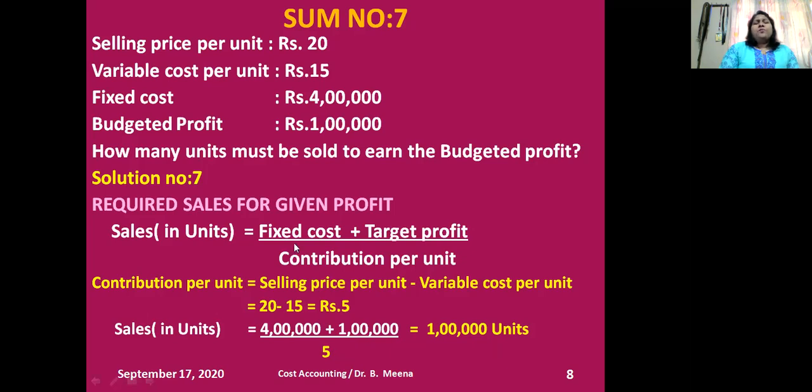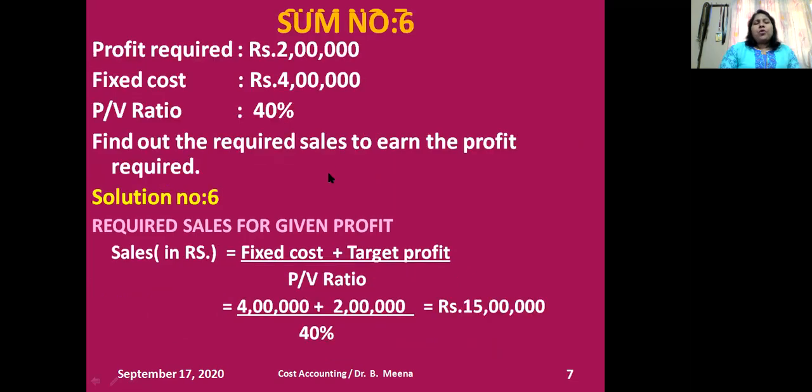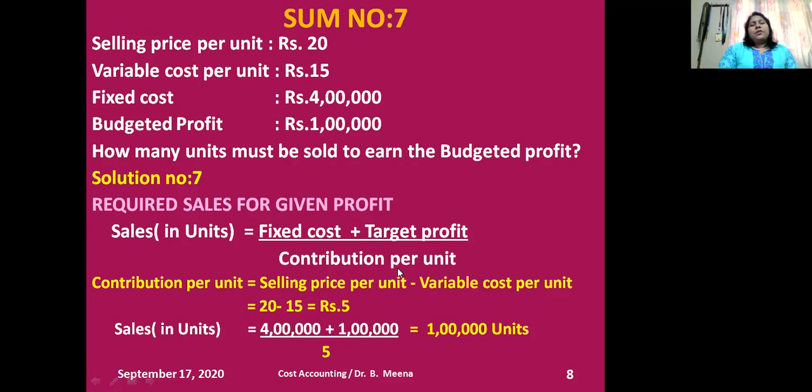Okay. So this problem model tells us how to calculate how many units to be sold when I have this much profit to be achieved. That is, target profit is given, budgeted profit is given. So how many units do I want to sell? But in the previous problem, again, I want to calculate the sales, but in rupees value, to achieve the target profit. So try to differentiate both the problems. This is sales in rupees. The next one is sales in units.